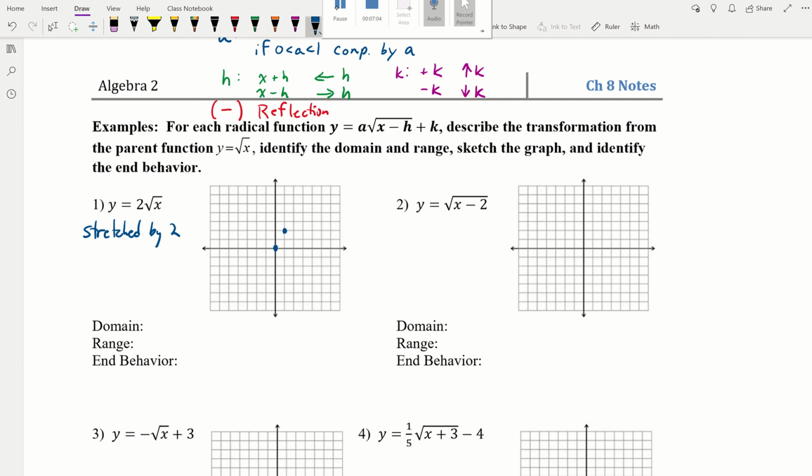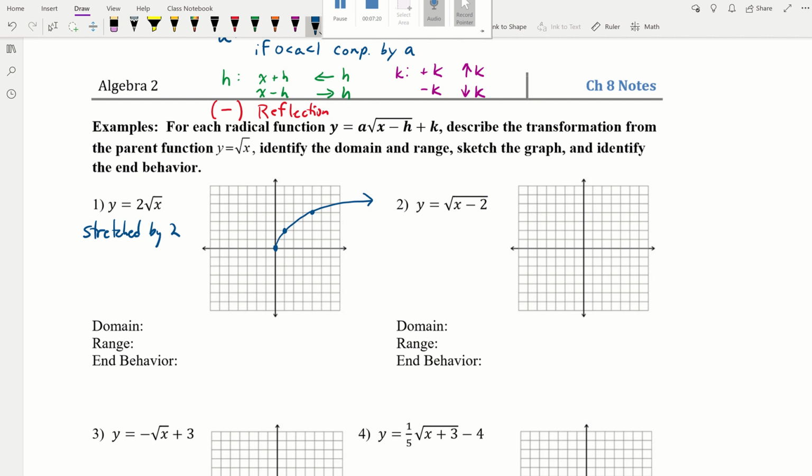Normally from the endpoint we go right 4, up 2. Well, this again is telling us to go 2 times 2 up. So 1, 2, 3, 4. And the shape is going to maintain that same general shape, but it is stretched.